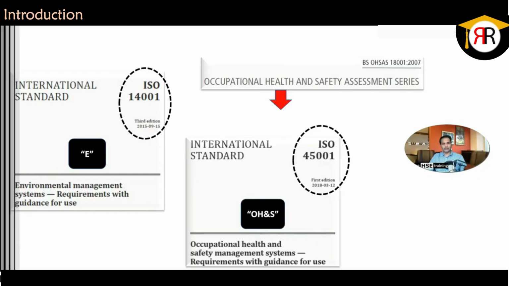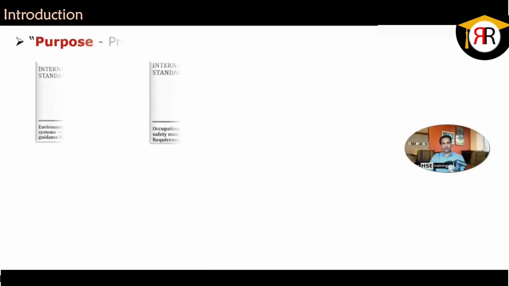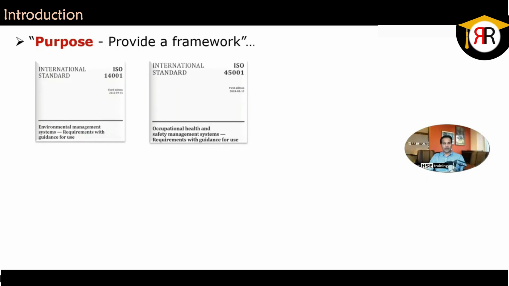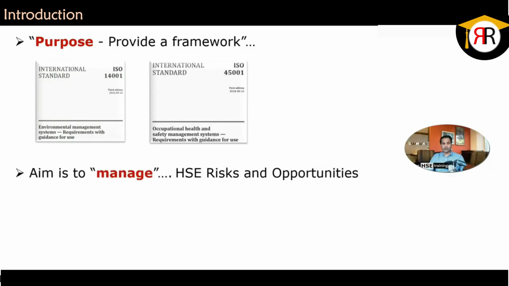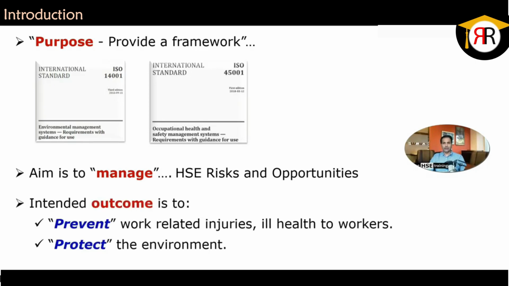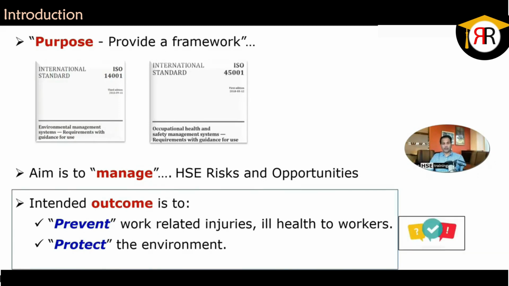It's the international standard ISO 45001, which focuses on occupational health and safety. For HSE meeting expectations, the two standards, 14001 and 45001, provide a framework. Their aim is to manage HSE risks and opportunities. And of course, the intended outcome is to prevent work-related injuries and ill health to workers, and protect the environment.